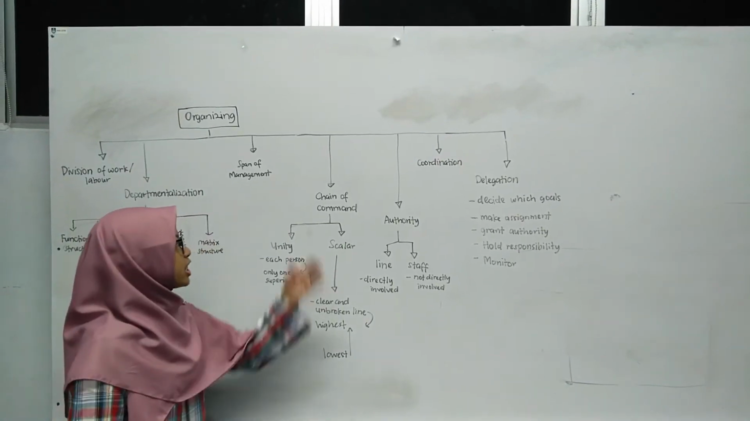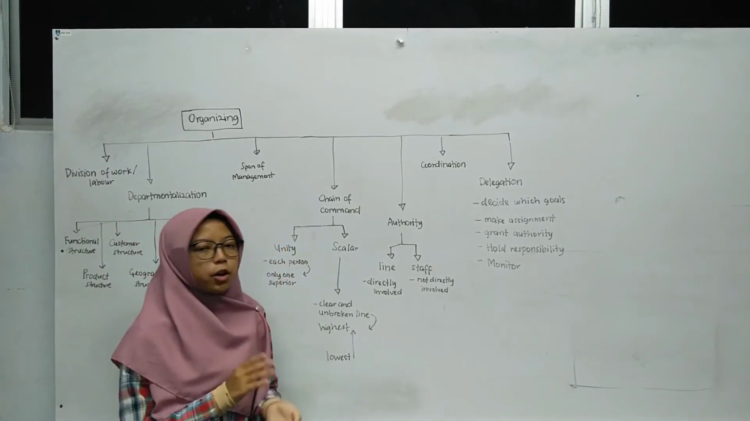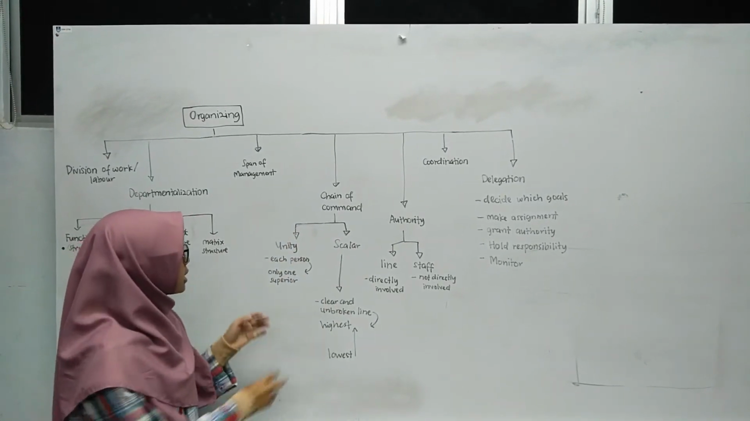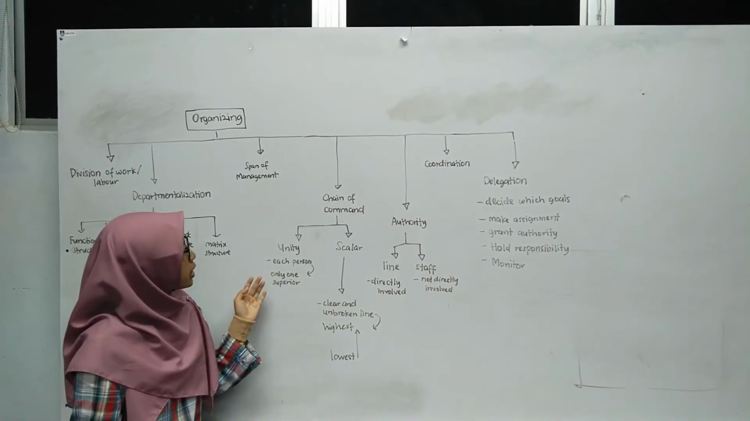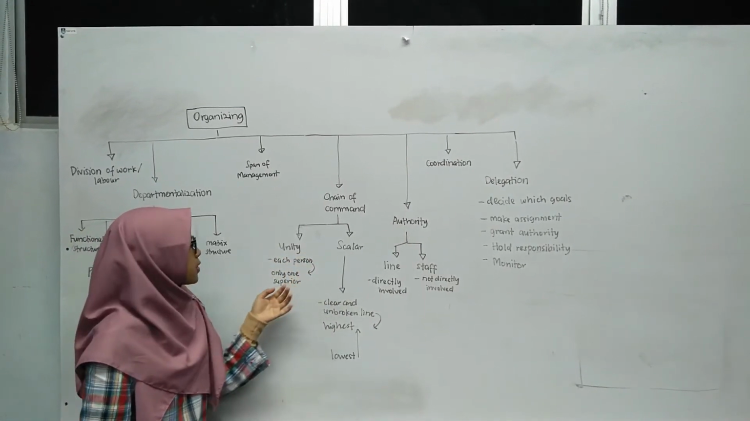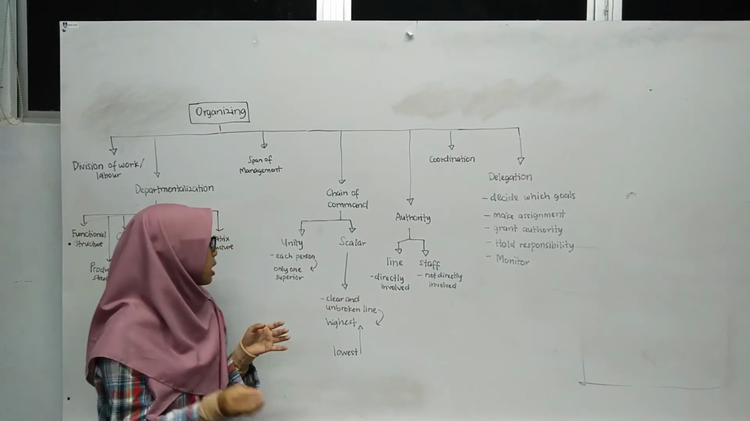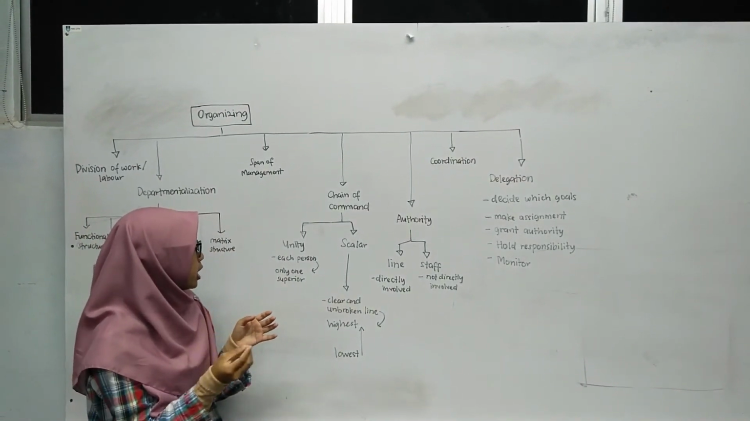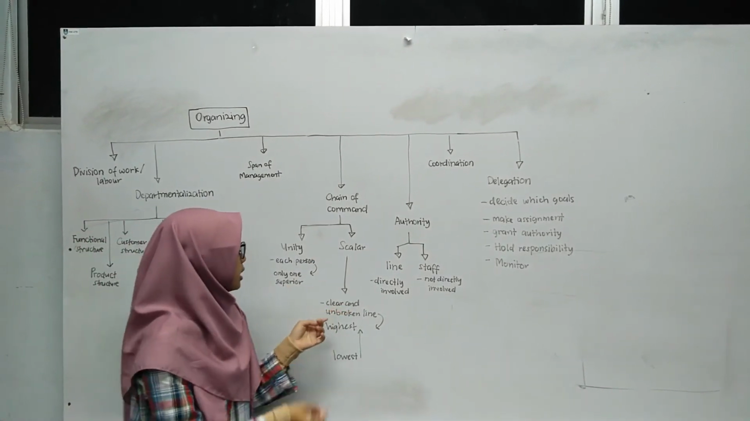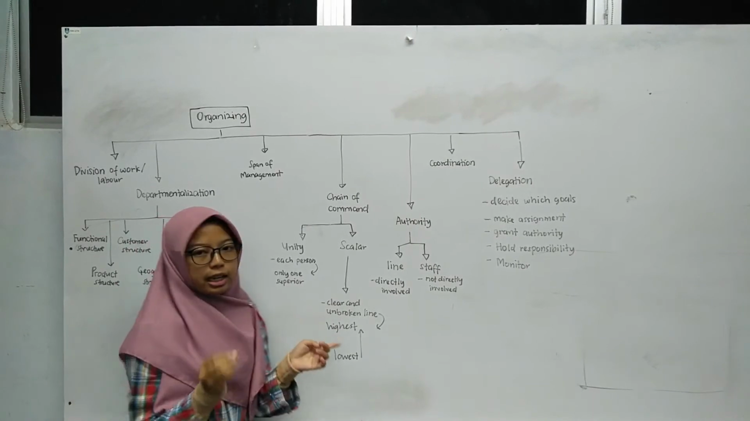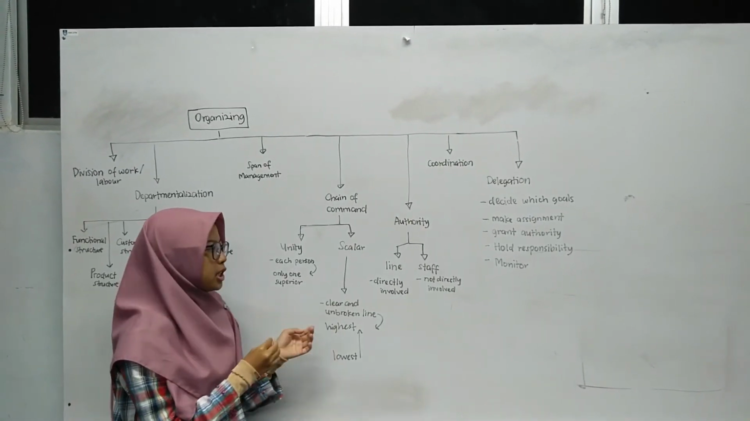Okay, next, chain of command. Chain of command is a separate line of authority or power. So this is divided into 2 components, which are unity of command and scalar chain. For unity, each individual member reports directly to only one superior. But for scalar, there is a clear and unbroken line from the lowest position to the highest position.